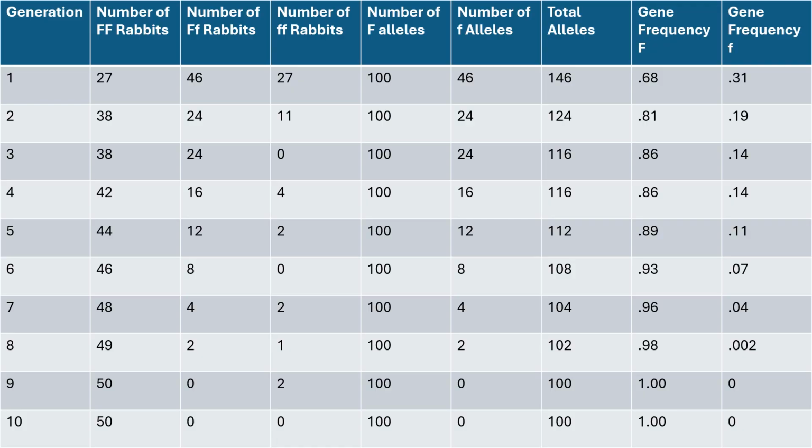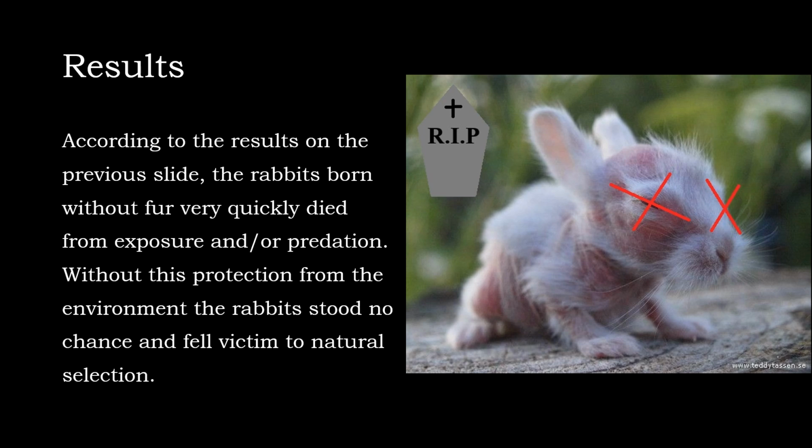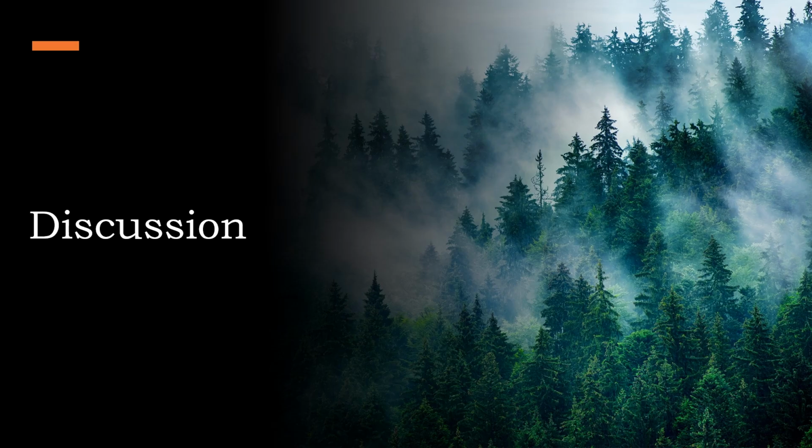Results. Here's a table listing the results I'd observed in my lab. According to the results on the previous slide, the rabbits born without fur very quickly died from exposure and/or predation. Without this protection from the environment, the rabbit stood no chance and fell victim to natural selection. Rest in peace.